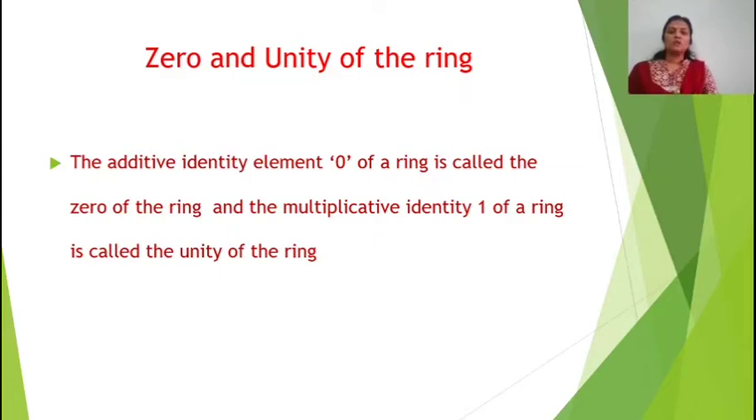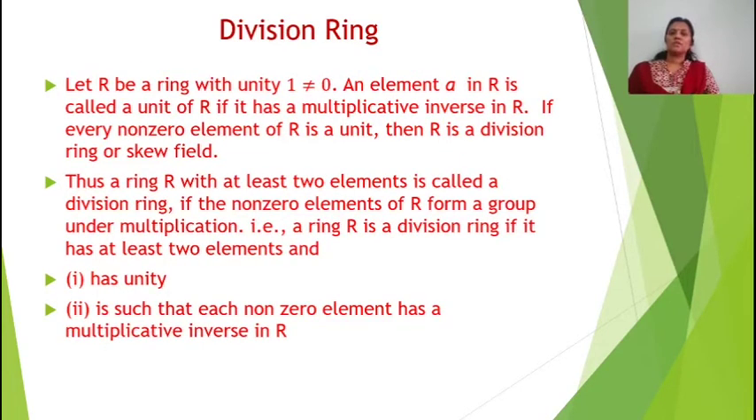Now we have the next type of special ring, the division ring. Let R be a ring with unity 1 not equal to 0. An element a in R is called a unit of R if it has a multiplicative inverse in R. If every non-zero element of R is a unit, then R is a division ring or skew field. For every non-zero element, if its inverse with respect to multiplication exists, then it is called a division ring.